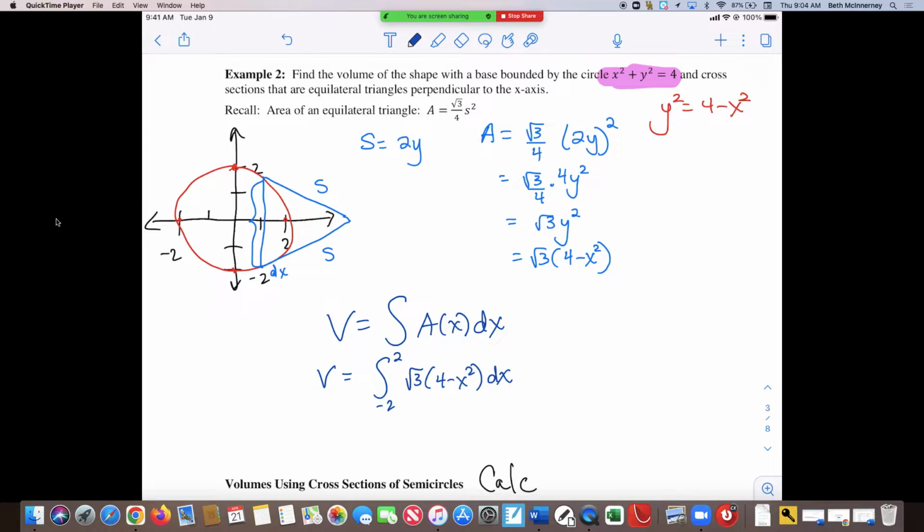Now there is an easy way to do this. This one's definitely calculator. You could use the symmetry feature, but I don't know why you would need to bother because we can just do this on the calculator.